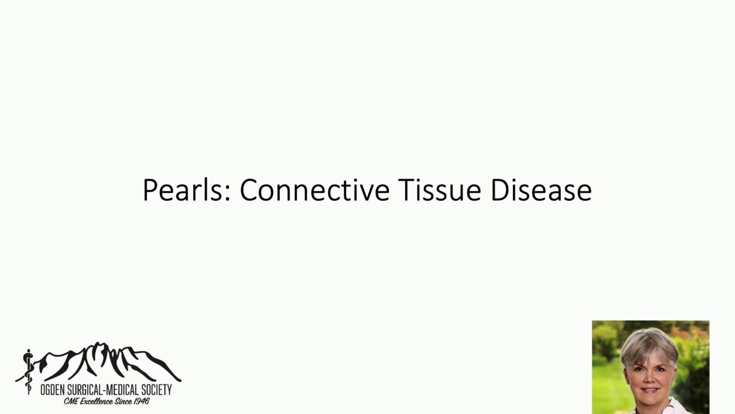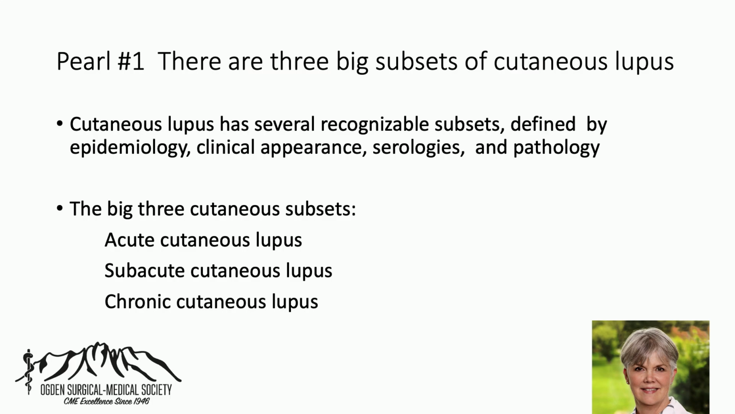So we're gonna start with connective tissue disease pearls. The first pearl is that there are 3 big subsets of cutaneous lupus from the dermatologist's point of view. They are acute cutaneous lupus, subacute cutaneous lupus, and chronic cutaneous lupus. If you can keep that straight based on epidemiology, serology, clinical appearance, it will help you to understand what kind of lupus this patient has.